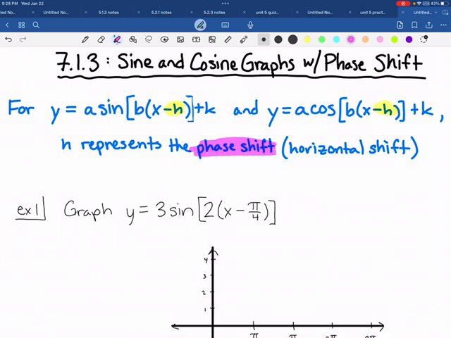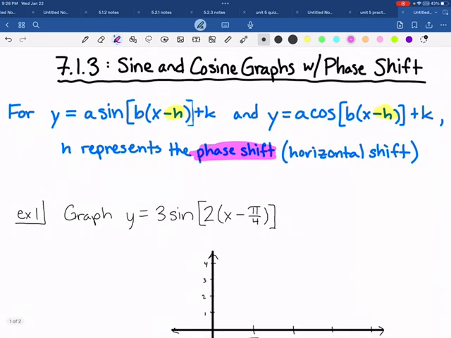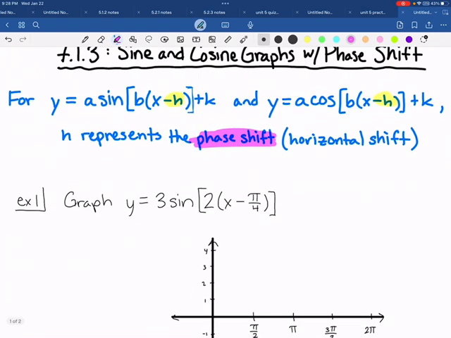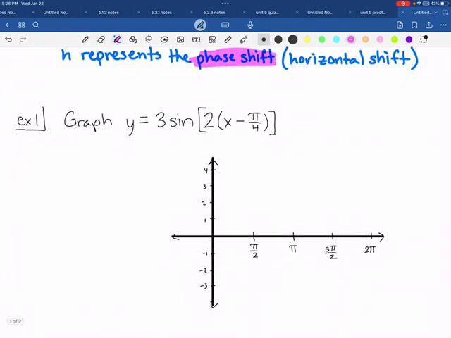Now, we typically leave this as its own lesson, just because when you start to shift a sine or cosine graph, it can get confusing because they're cyclical. So if you shift a sine graph, then it may just end up looking like a cosine graph and mapping back onto itself. So it can get a little bit confusing, and that's why I like to put it on its own day. But it should still be pretty brief as we go through this.